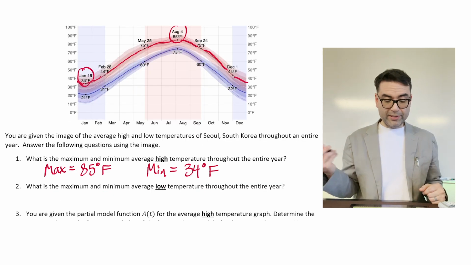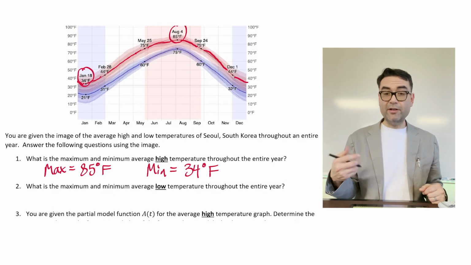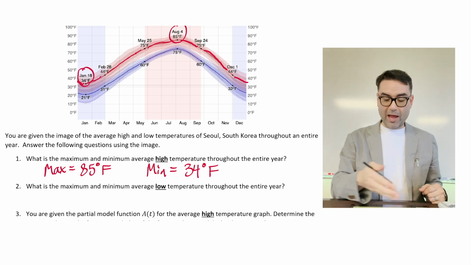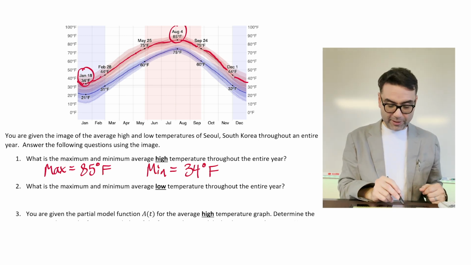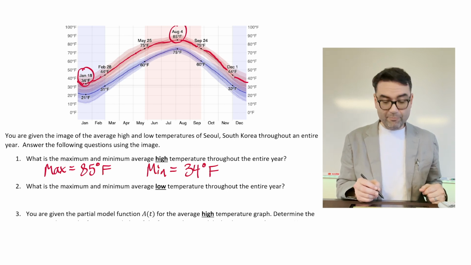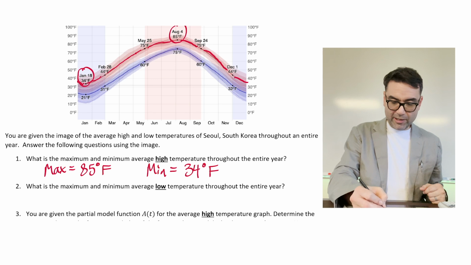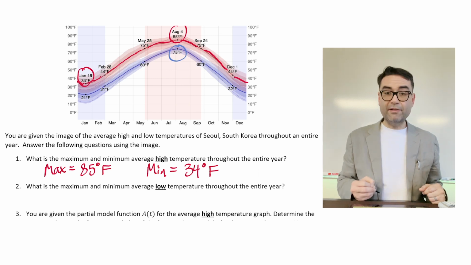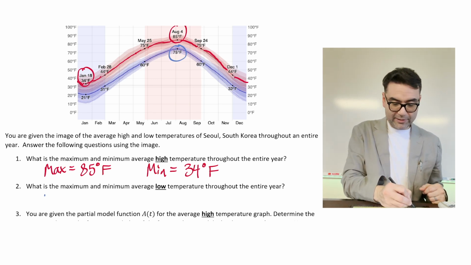Number two asks, what is the maximum and minimum average low temperature? So that would be that blue curve below the red curve there. And let's see here. We want to find the maximum of that curve, and that would be here, 75 degrees Fahrenheit. So we'll say max is 75 degrees Fahrenheit.